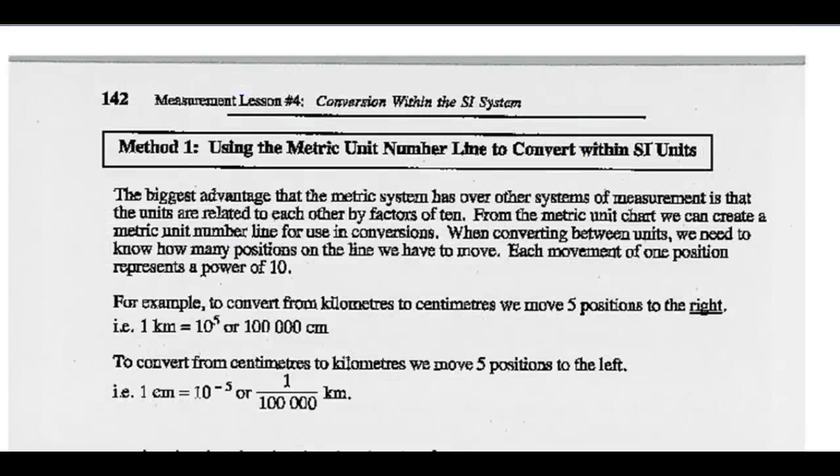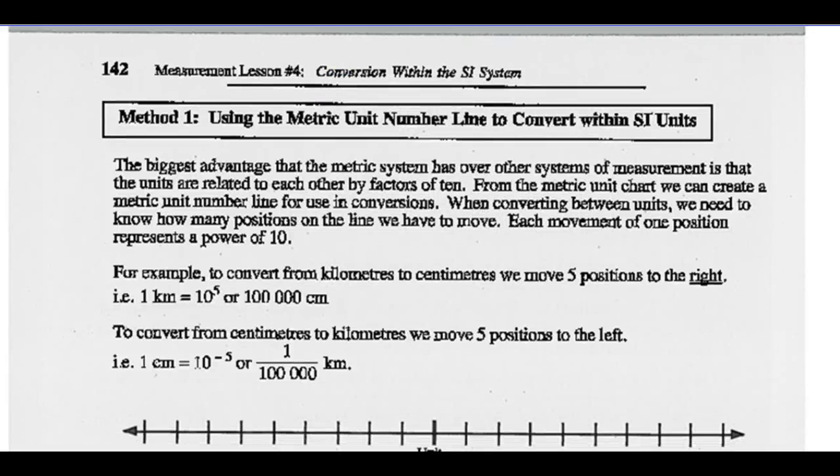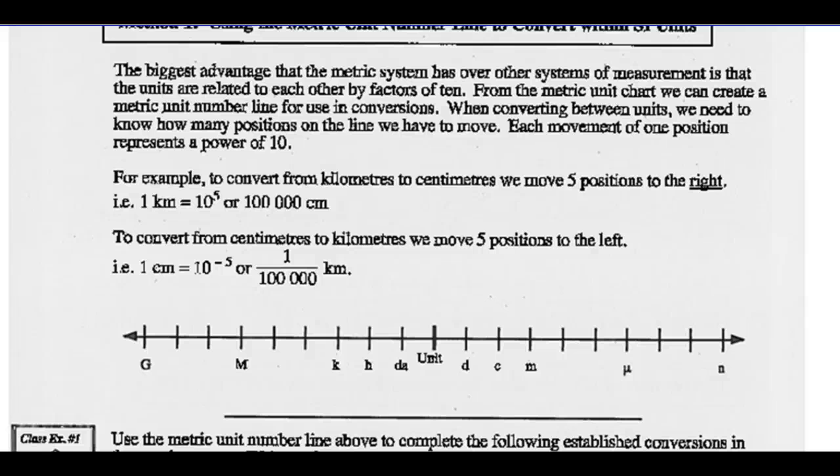Next page. Method 1, using the metric number line to convert within the metric system. The biggest advantage the metric system has over other systems of measurement is that units are all related to each other by factors of 10. From the metric unit chart, we can create a metric unit number line for use in conversions. When converting between units, we need to know how many positions on the number line we have to move. Each movement of 1 position represents a power of 10, or 1 move of the decimal.